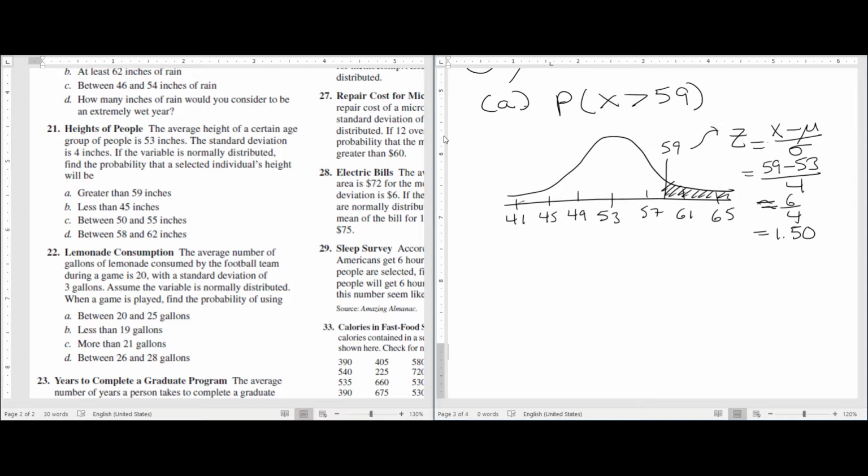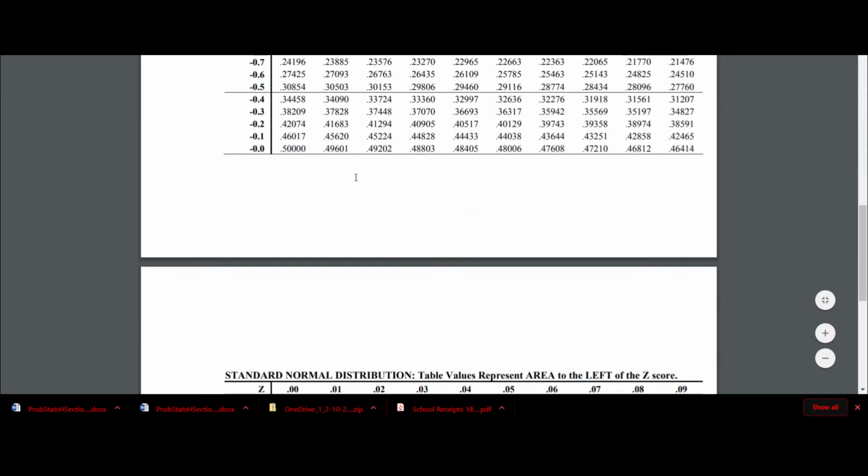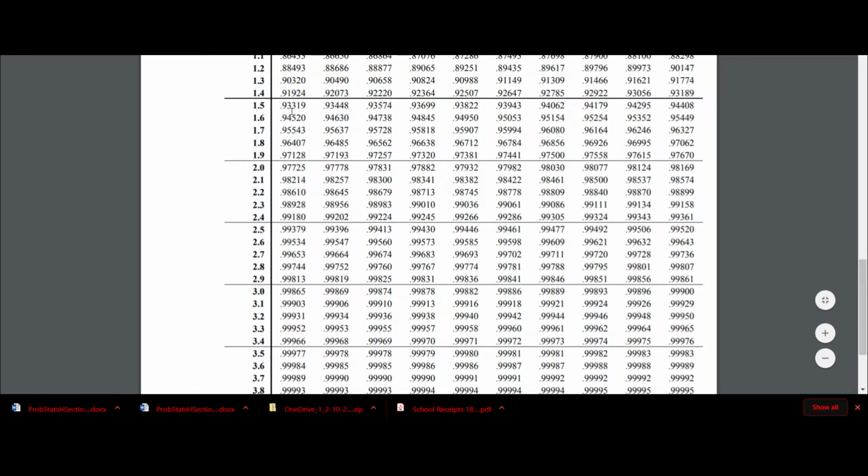So now that we know our z-score, we want the probability that z is greater than 1.50, which means we need to do 1 minus the probability that it's less than 1.50, because the table only gives us the less than. So let's go back to the table and look it up for 1.50. There you go, 0.9332.